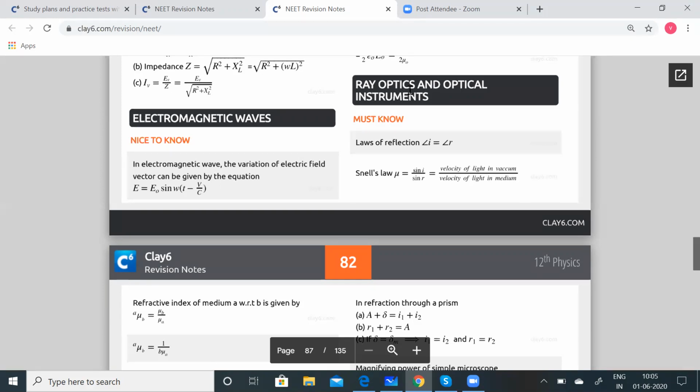So we are going to quickly look into this lesson. What are the important formulae and concepts you have to know? The first law is angle I is equal to angle R, where I is the angle of incidence and R is the angle of reflection. Snell's law: mu is equal to sin I by sin R, which is equal to velocity of light in vacuum by velocity of light in medium.